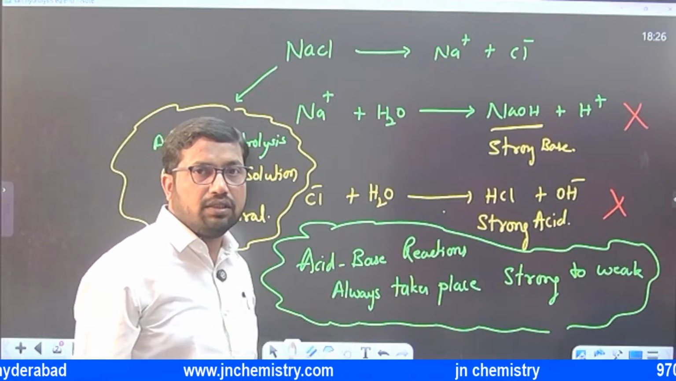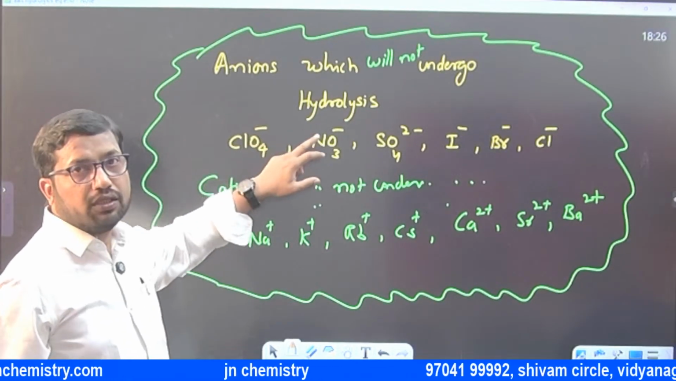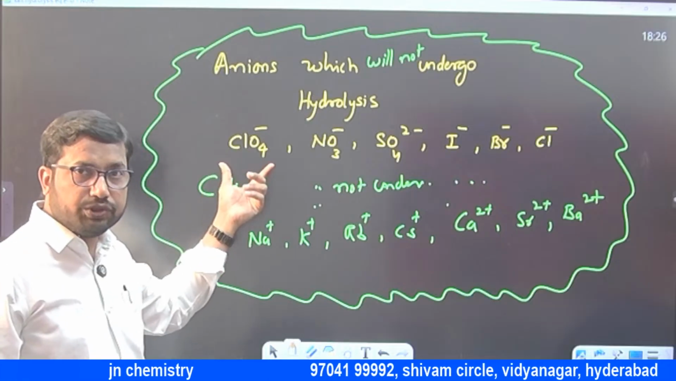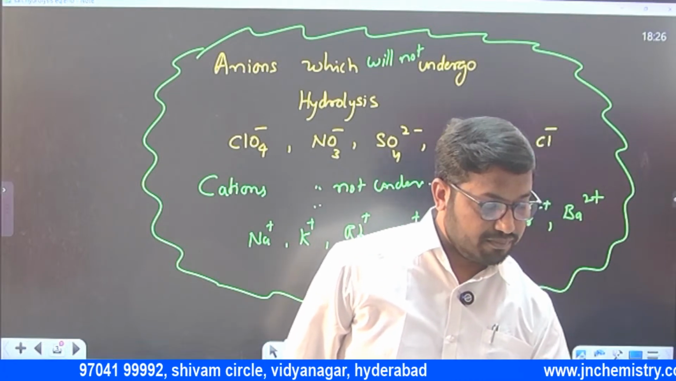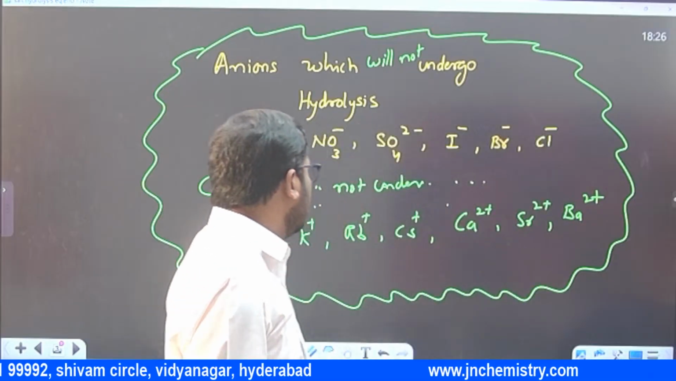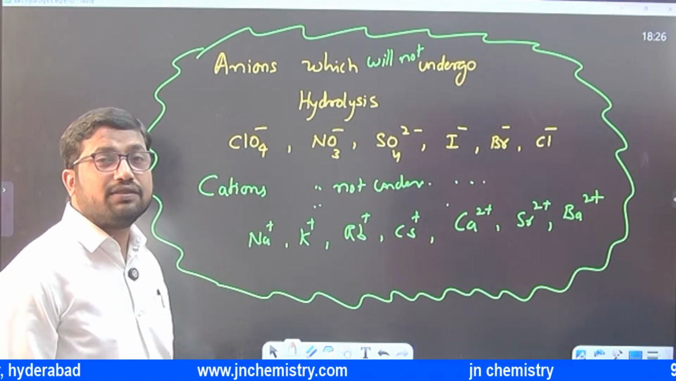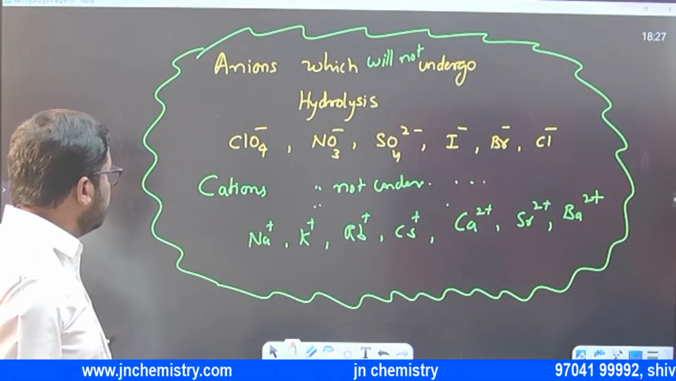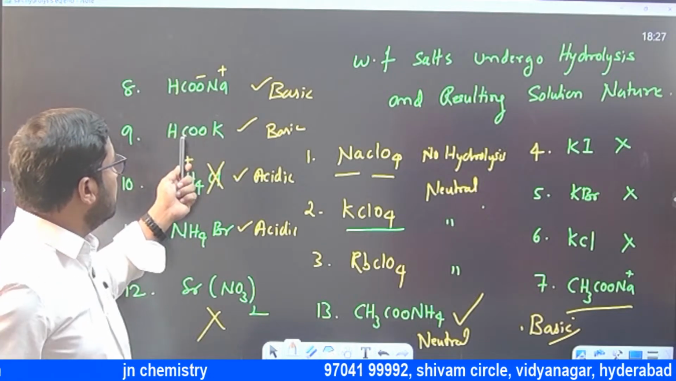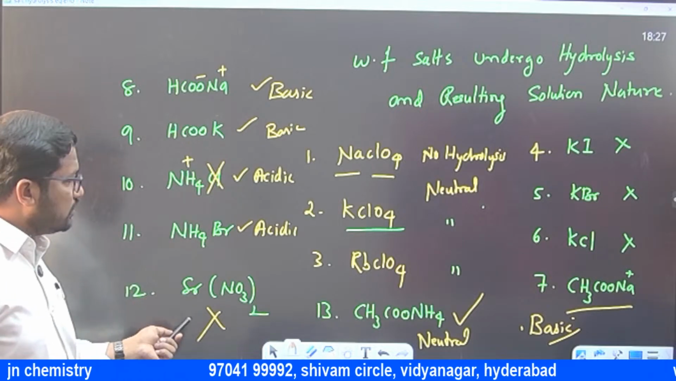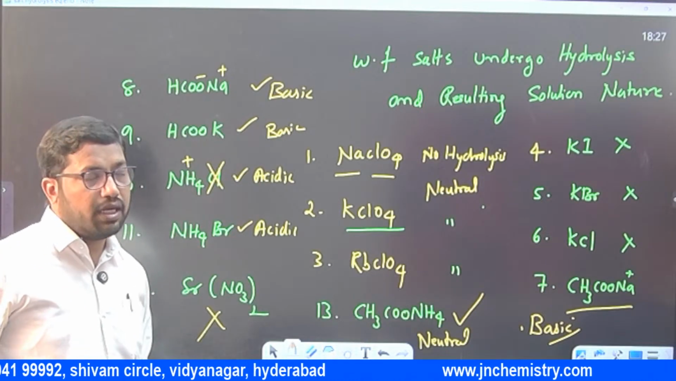So acid-base reactions always move from strong to weak. So these anions which will not undergo the hydrolysis, very important. I told you, you should remember this. Next, cations. These will not undergo hydrolysis because these are counter ions of strong acid and strong base. I told you which of the following salts will undergo the hydrolysis. Salts of strong acid and strong base will not undergo the hydrolysis.